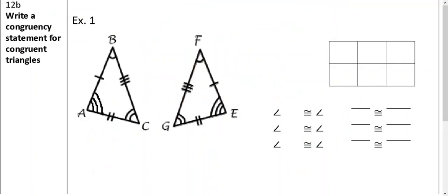Okay, let's look at 12B, which is writing a congruent statement for the triangles. So sometimes we're given triangles with sides or angles congruent and we want to match them up. Remember that they're not always in the same position. Sometimes they're rotated or flipped around. And it looks like that's what's going on with this triangle. If we flip it over, we see that it's congruent this way. Our angles match up that way.